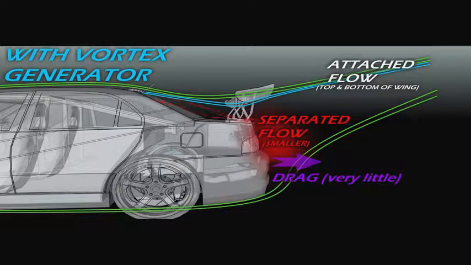So you have attached flow now traveling both above the wing and below the wing, and of course you still have a little bit of separated flow left, but it is significantly reduced, as you can see by the smaller red area. What this does is it reduces the drag and it actually improves acceleration.